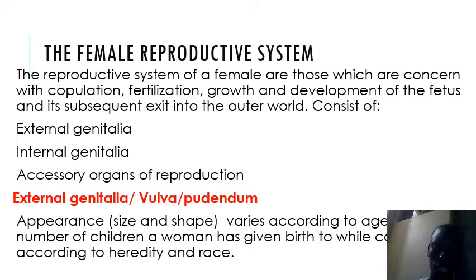Now, the female external genitalia or the vulva varies in appearance, size and shape according to age and the number of children a woman has given birth to. For example, if someone is still young, the size of the external genitalia is also small, and it keeps increasing with age, but as a female goes into menopause, the size decreases. Then the color varies according to heredity and race.